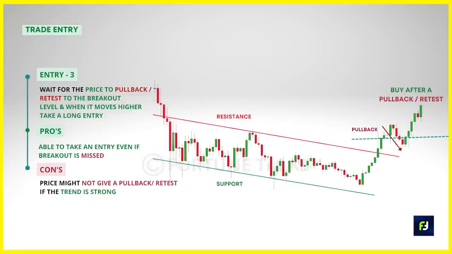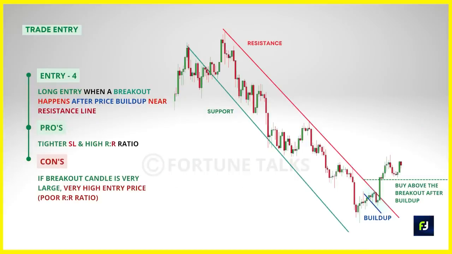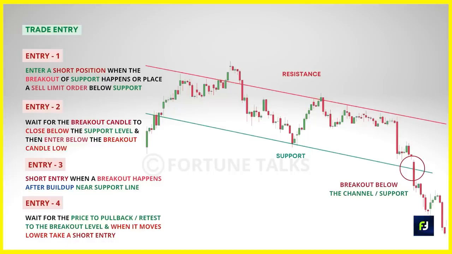So yet another method would be when the price pulls back or retests to the trend line. When the price starts to move higher after the pullback or retest of the consolidation, you can take a long entry. Sometimes there could even be a price build-up near the resistance trend line, which is a very good signal that the price could break out higher, and it provides a much better reward to risk because of a tighter stop loss.